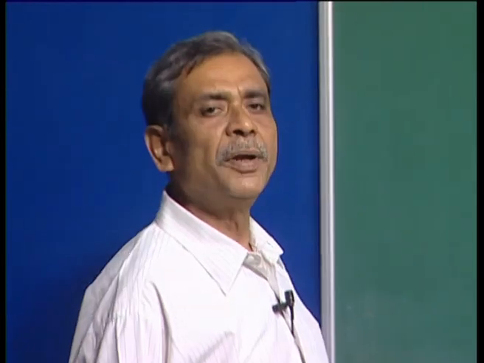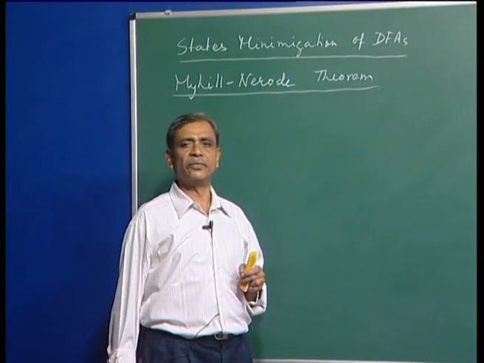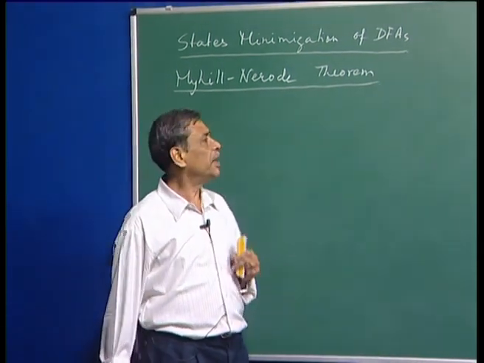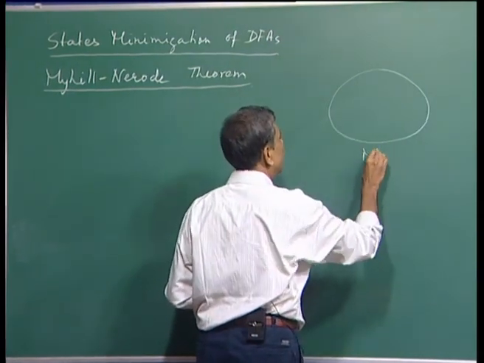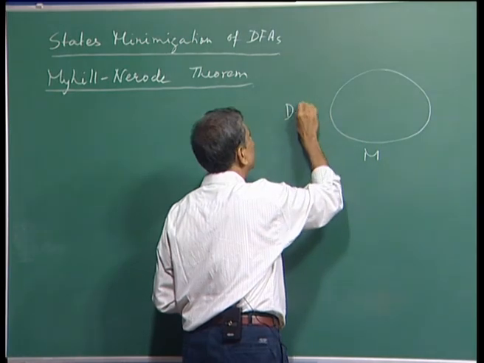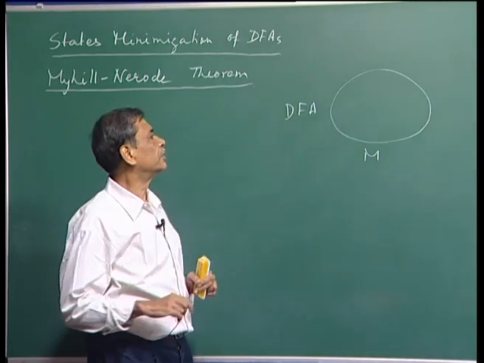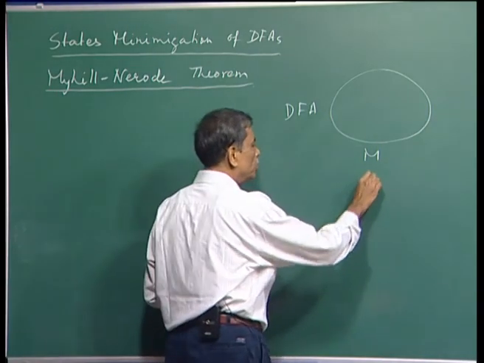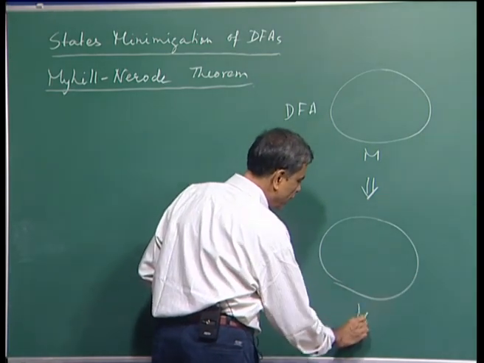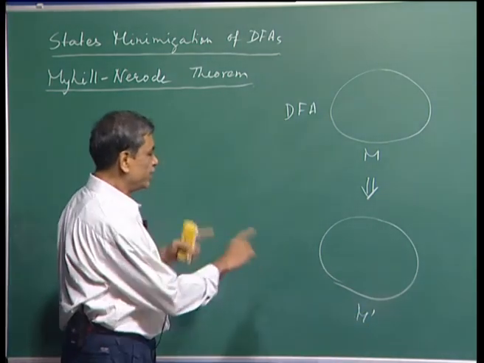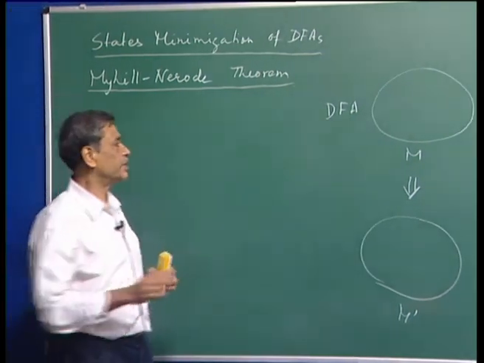Our final topic for regular languages will be minimization of states of DFAs. What we mean by that is that suppose I have a DFA M and it has a number of states, then we'll provide an algorithm to obtain another DFA M dash such that these two DFAs are equivalent in the sense both of these DFAs accept the same language.